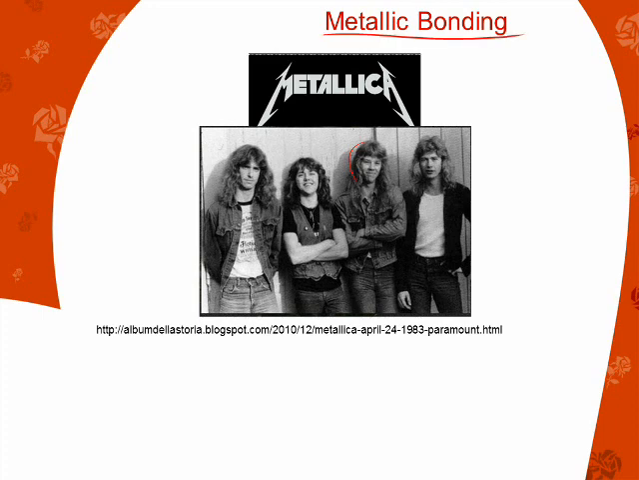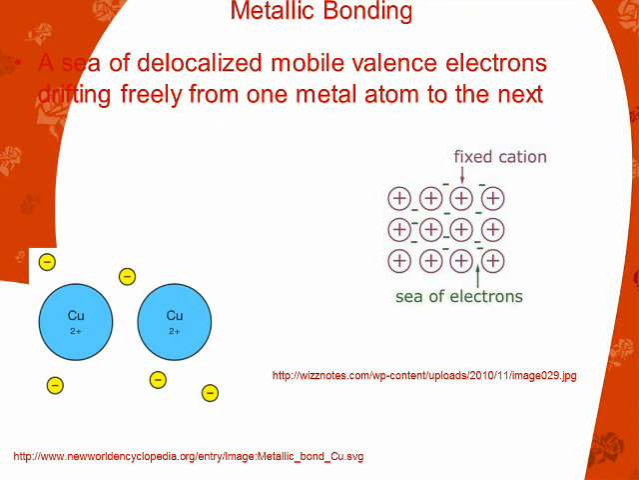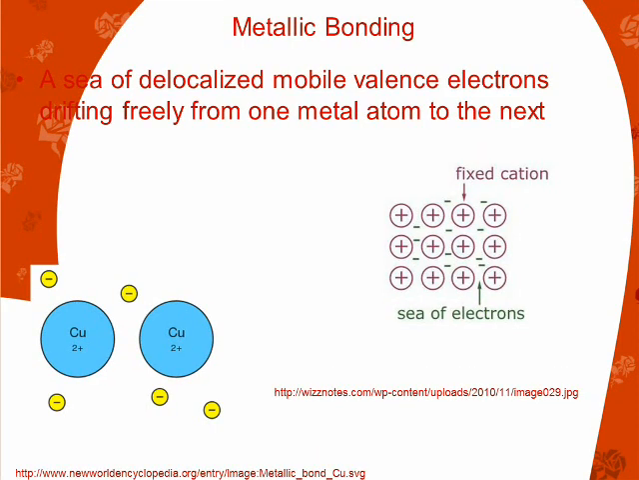But metallic bonding is a bit different than ionic bonding or covalent bonding, and metallic bonding will give a metal its properties. Metallic bonding is where you have a sea of delocalized mobile valence electrons drifting freely from one metal atom to the next. So what does that mean? Well, when metal bonds, it's because you have these positive charges and mobile valence electrons. Mobile means they move freely, they're drifting freely. Valence electrons, these outer electrons, are just freely moving around like in a sea of electrons.